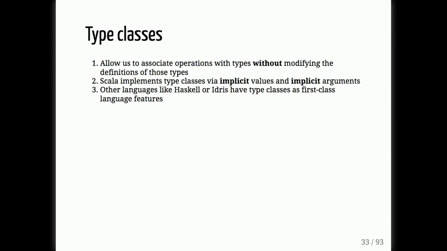So what are type classes? There's a lot of writing about type classes. This is my distillation of it: it allows us to associate operations with types without modifying the definition of those types. Scala implements type classes via implicit values and implicit arguments. Because other languages like Haskell and Idris have actual first-class support for type classes, in Scala we use the implicits and kind of mimic what a type class is.